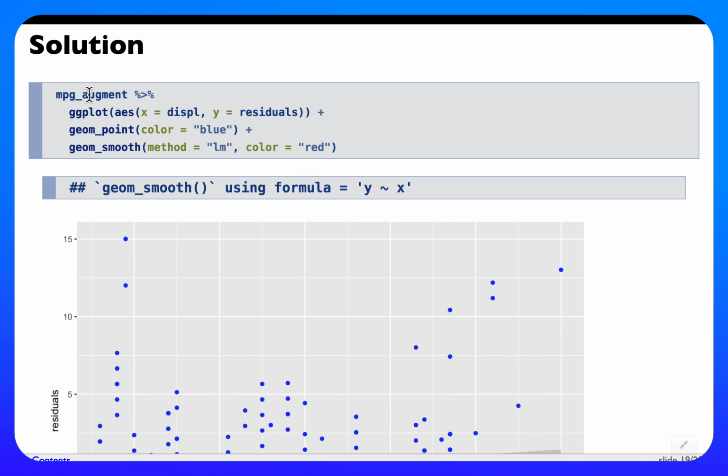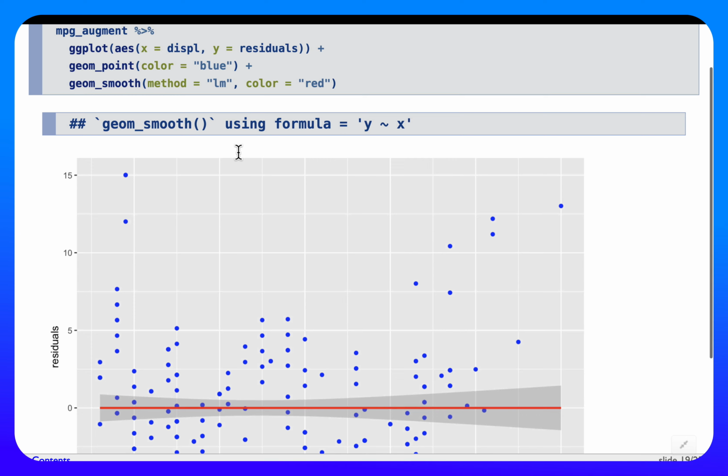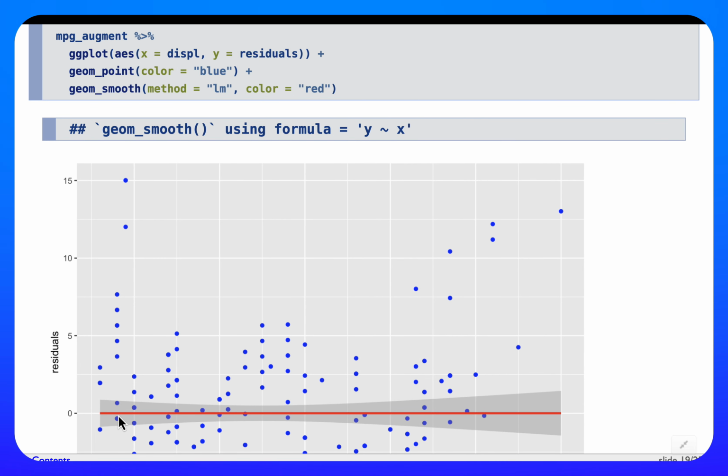We start with the data frame mpg_augment, and there's the ggplot. X is displacement, Y is residuals. geom_point, color is equal to blue. And we do a geom_smooth, method is lm, color is red. And what that does, because the residuals don't have any upward or downward trend really, a linear model fit to them is simply a horizontal straight line at 0.